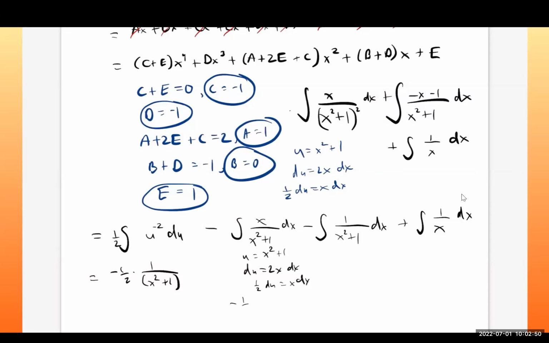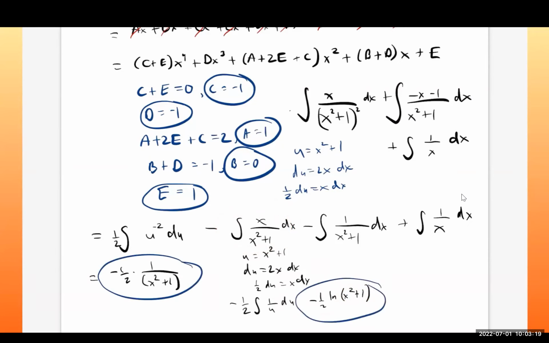All right, so that is going to become negative 1/2 integral 1 over u du, which is just going to be negative 1/2 natural log of x squared plus 1. Instead of the absolute value, I'm just going to change it to parentheses because this is a positive number. So this is the second integral. So maybe I should circle these. So first integral, second integral.